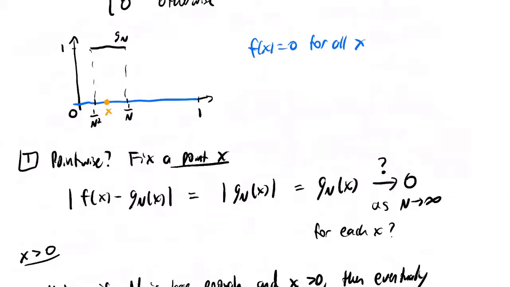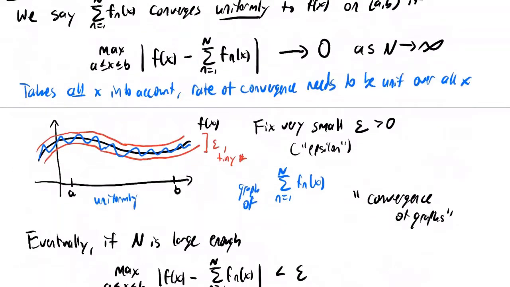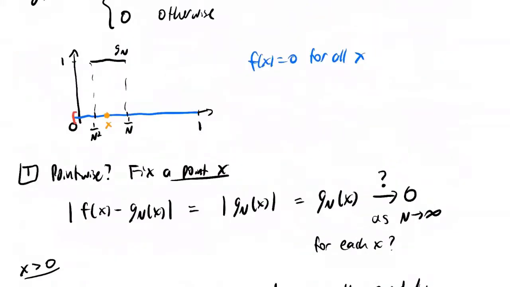We thought about this as convergence of graphs, where we drew a little epsilon neighborhood around the graph of f. In this case, if I try to draw some epsilon neighborhood, it's kind of like this little block here, where this is, say, height epsilon. It doesn't matter how big n is, though. There's always going to be some piece of gn that's very far from this neighborhood here.